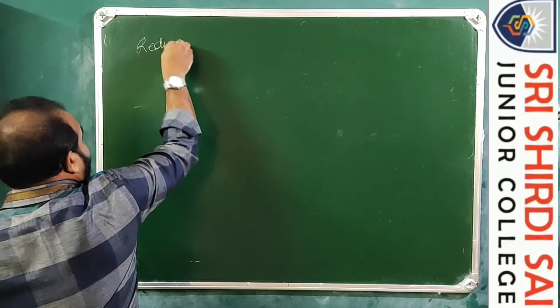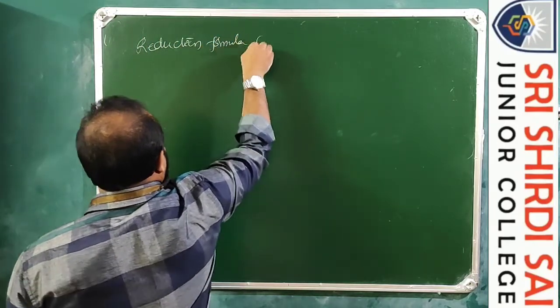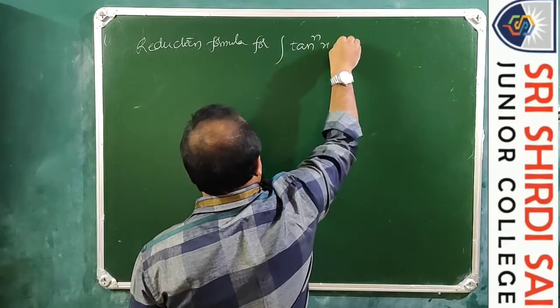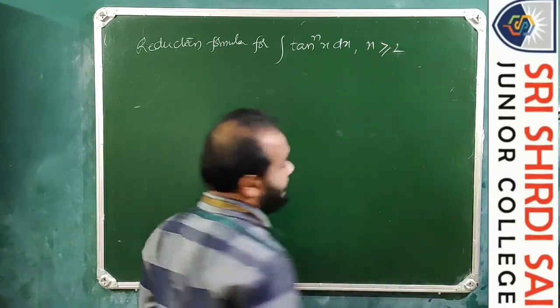Reduction formula for integral tan power nx dx, where n is an integer greater than or equal to 2.